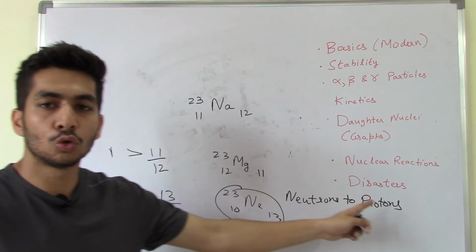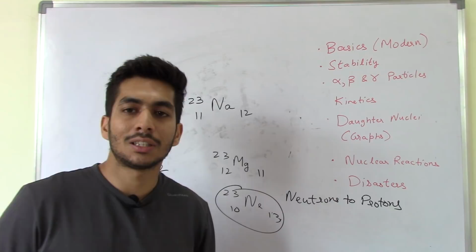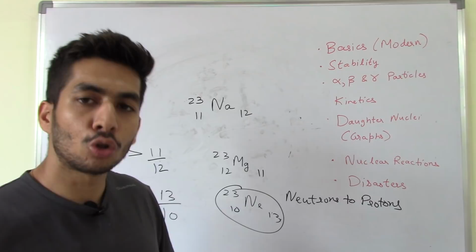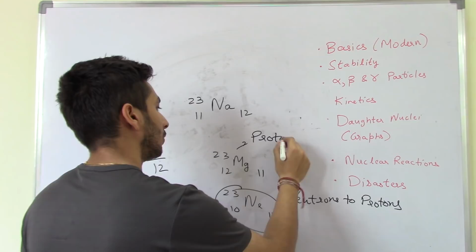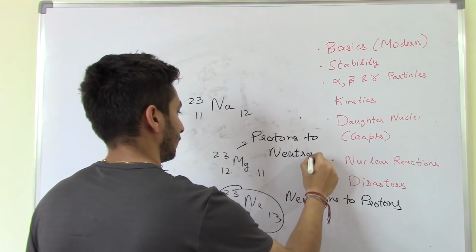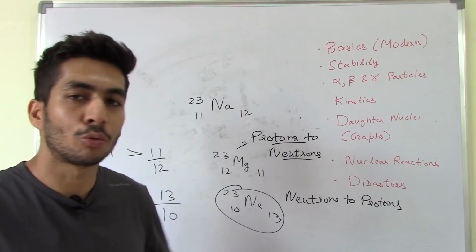And what about the case where the value is less than 1? A value less than 1 means the number of neutrons is less than protons. That means we need to convert some protons to neutrons. So over here we have to do the opposite. We have to convert protons to neutrons. Here we have to convert the protons to neutrons, and in the other case we have to convert neutrons to protons to arrive at an n by z value equal to 1. Now how can that be possible? How can we do it?